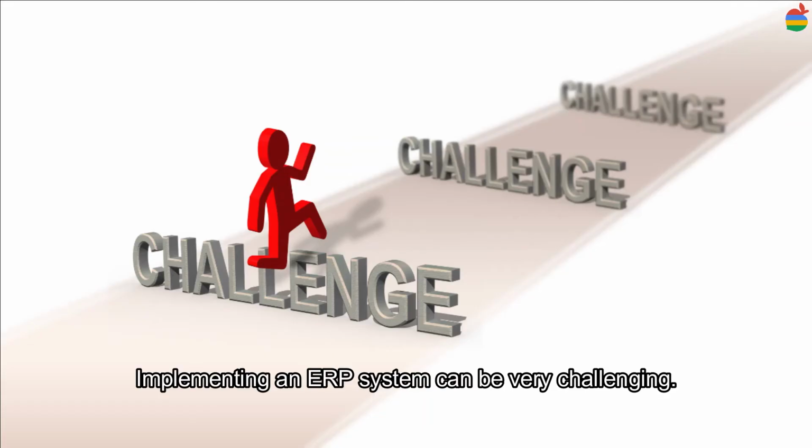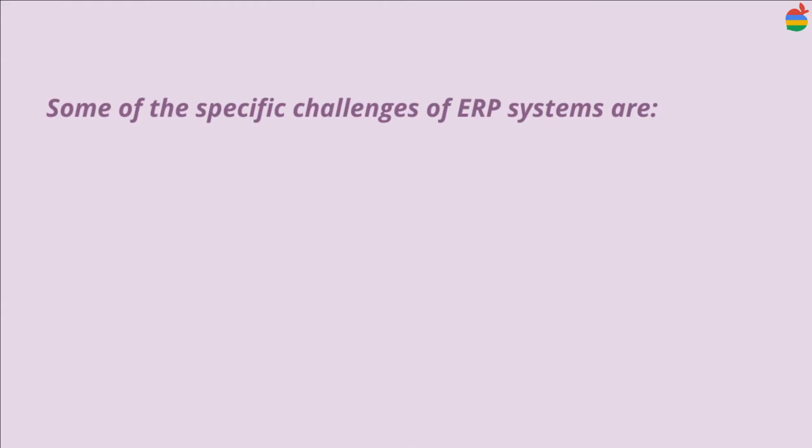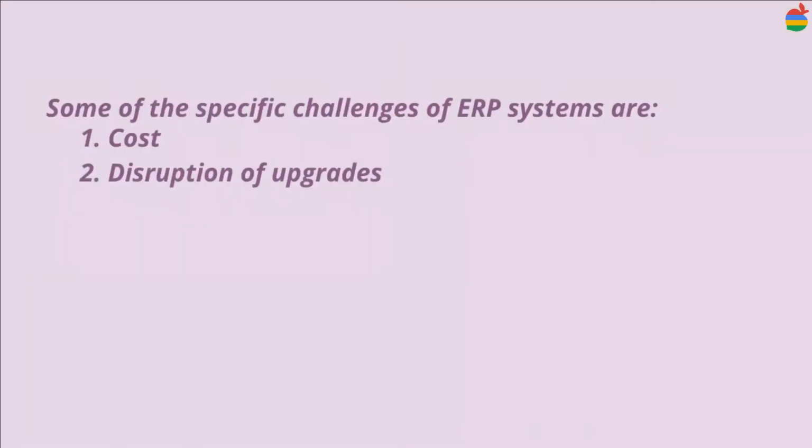And implementing an ERP system can be very challenging. Not only does it require substantial resources, it also requires strong support from management as well as the effective collaboration of many units across the entire enterprise. Some of the specific challenges of an ERP system are: first, cost. Implementing an ERP system can be very costly, with a typical system for a large organization costing millions of dollars.